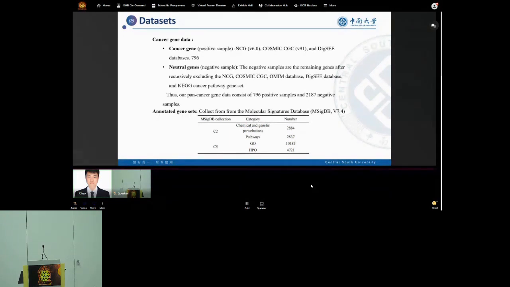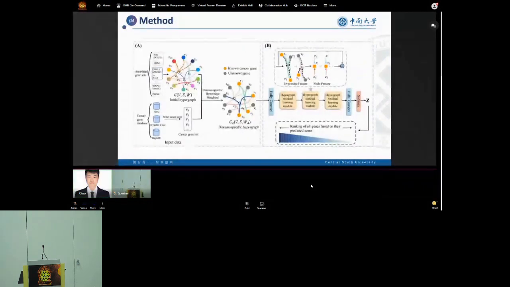And we collect multiple types of annotated gene sets from the Molecular Signatures Database. We use the C2 and C5 gene sets from the MSigDB database, which contain signaling pathway data from expert databases such as Reactome and KEGG, and the ontology gene sets from GO and HPO. This is the overall flow of our method. Next, I will introduce our method in detail.